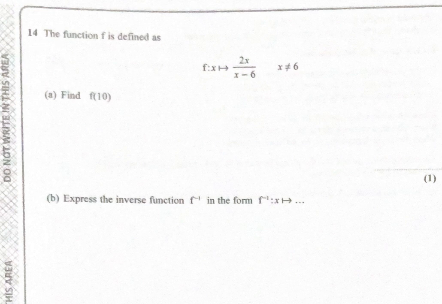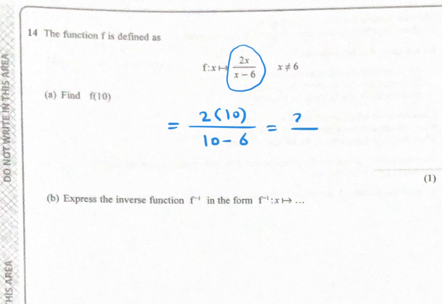Number 14, the function f is defined as f function from x to 2x over x minus 6, and x doesn't equal 6. Find f(10). To find f(10), this is the function, so put x equal 10. So 2 times 10 over 10 minus 6, so 20 divided by 4 equals 5.